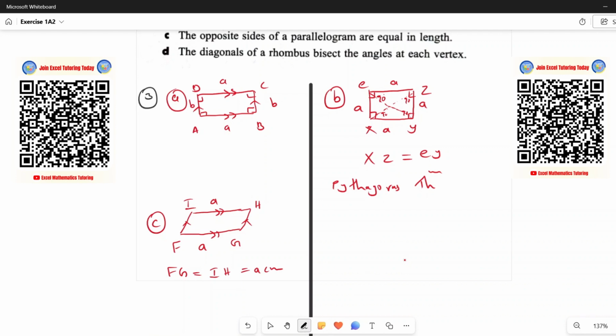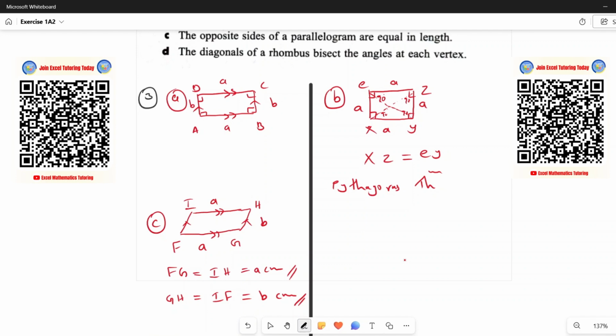If we find the length of GH, which is equal to IF length, suppose I am naming this as B, which is equal to B centimeter. So both are of the same length. Using the divider, you can find that out easily.